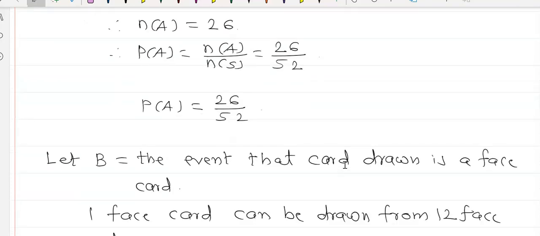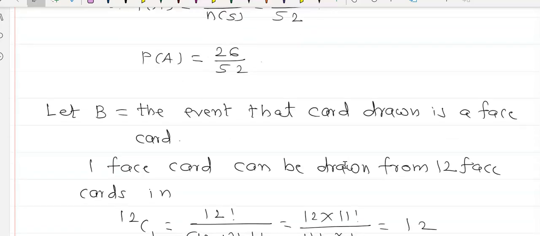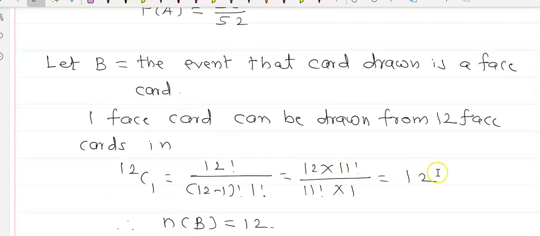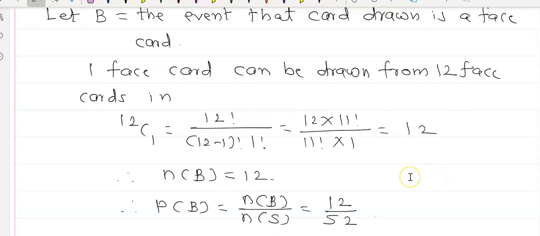Let B be the event that the card drawn is a face card. One face card will be drawn from the 12 face cards in 12C1 ways, that is equal to 12. N of B is 12. Therefore, P of B is equal to N of B upon N of S, that's 12 upon 52.